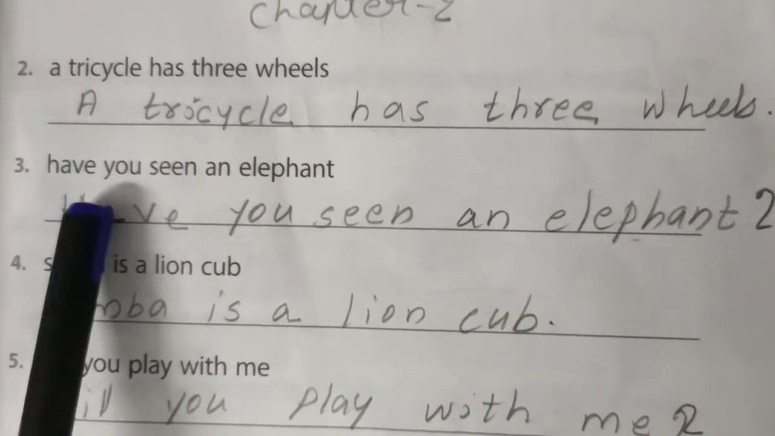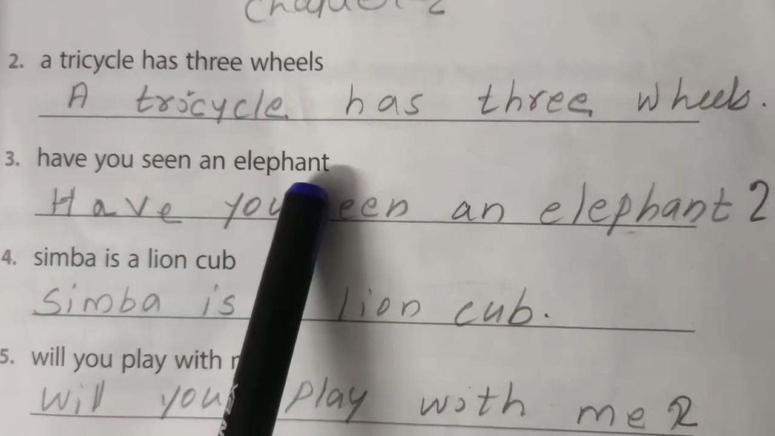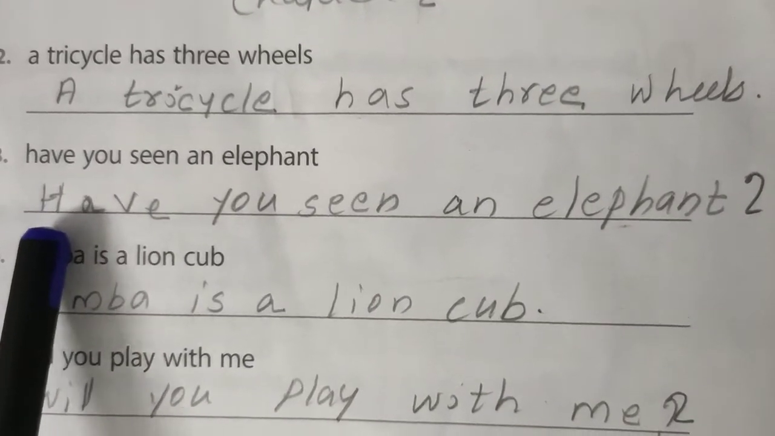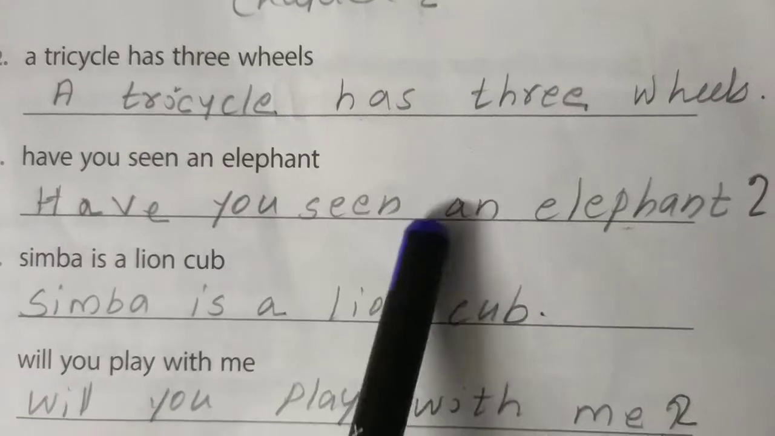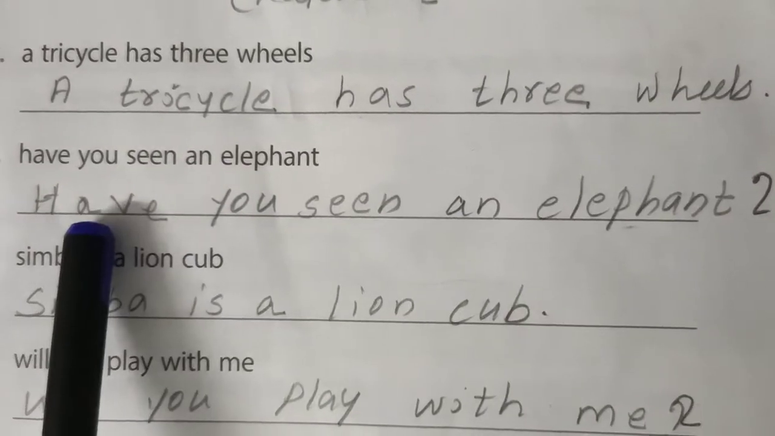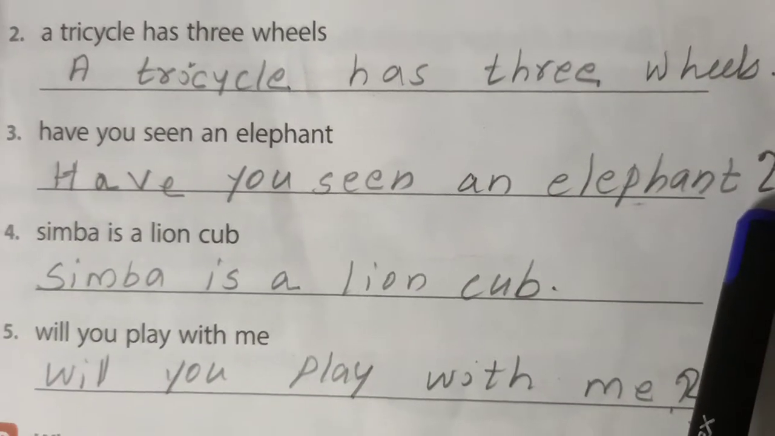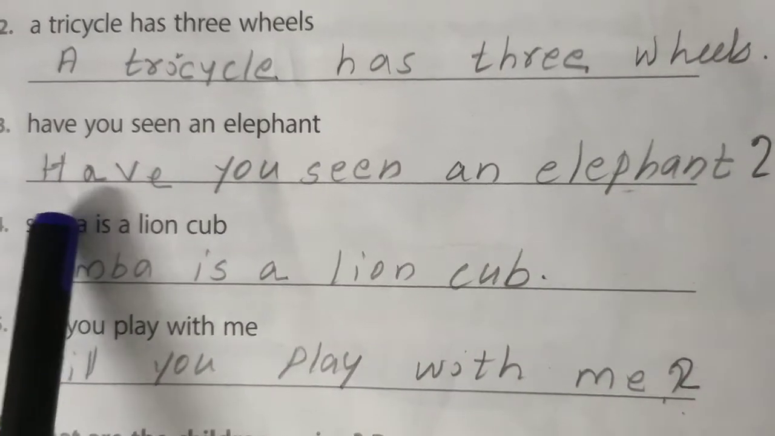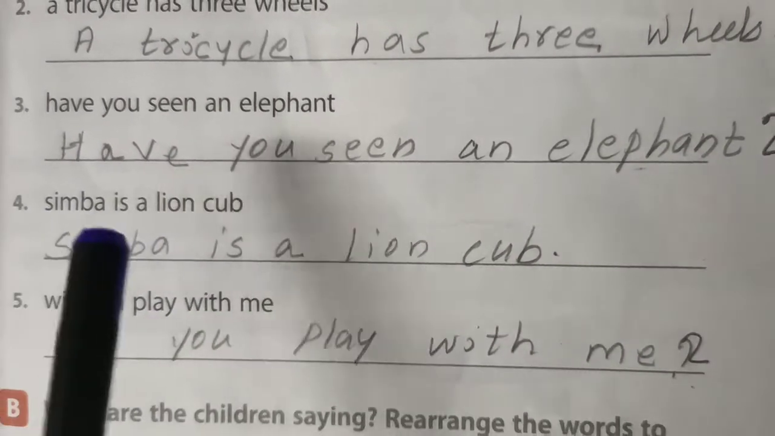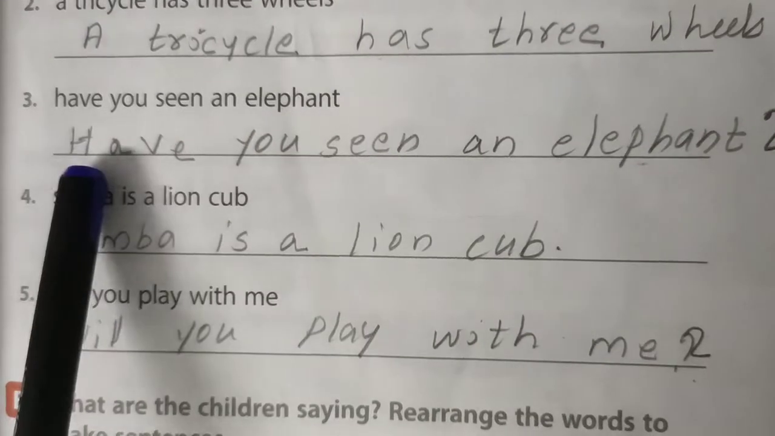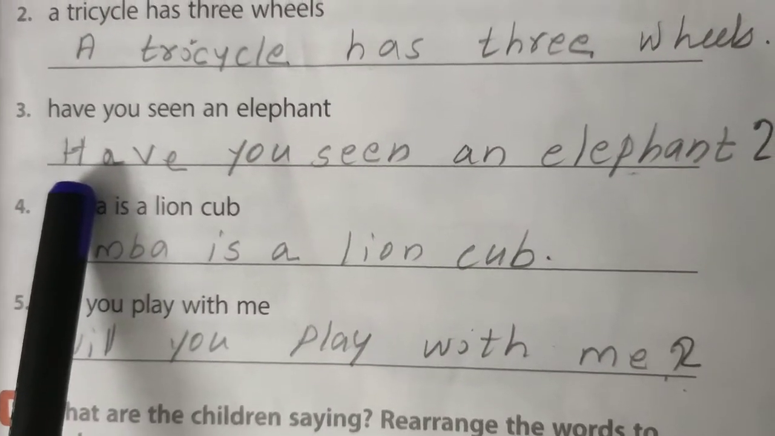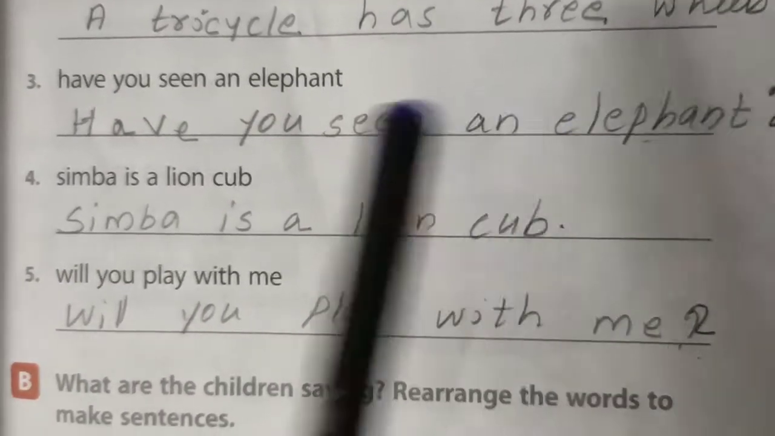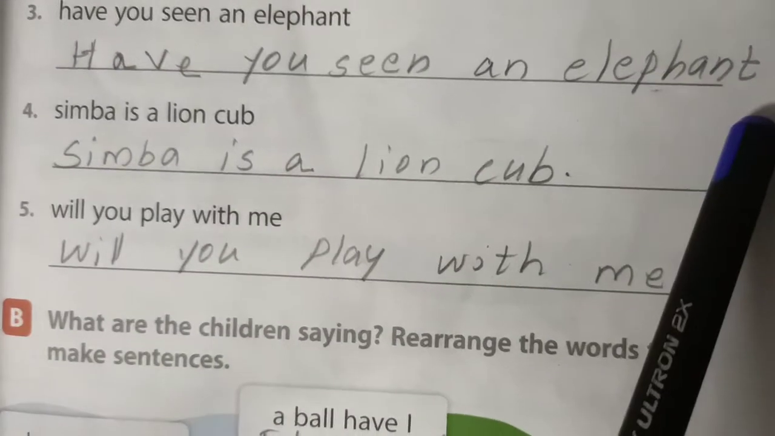Then 3, have you seen an elephant? H is a capital letter. Have you seen an elephant? They are asking a question. That's why we put a question mark. Starting with the capital letter, end with the question mark, because they are asking a question.